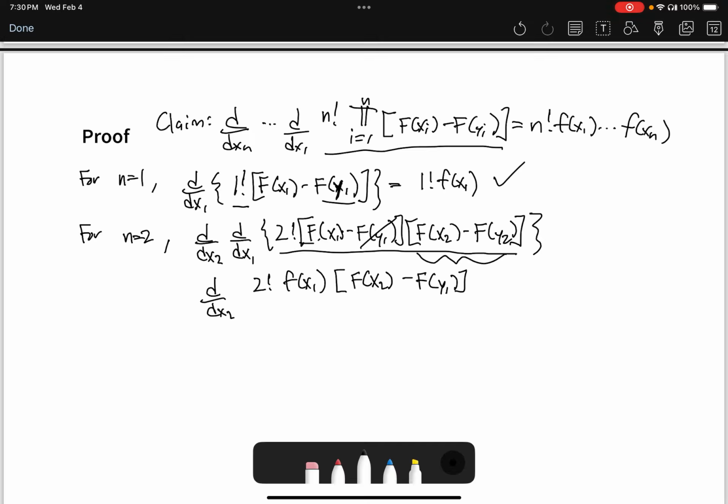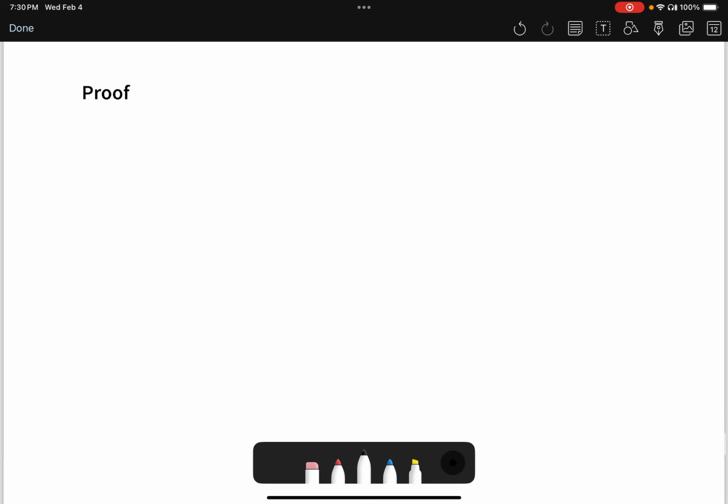Okay, and now we're taking the derivative with respect to x2. These are treated as constants. This doesn't have an x2 there. This first part does. And so we're going to get 2 factorial f of x1 times f of x2. Okay, so it's satisfied for n equals 2.